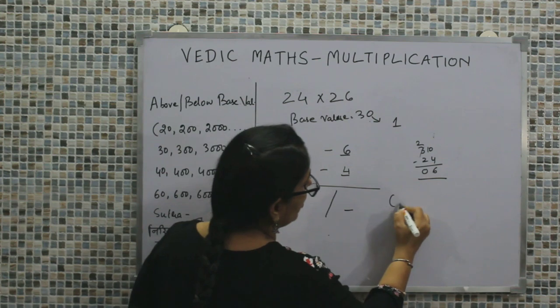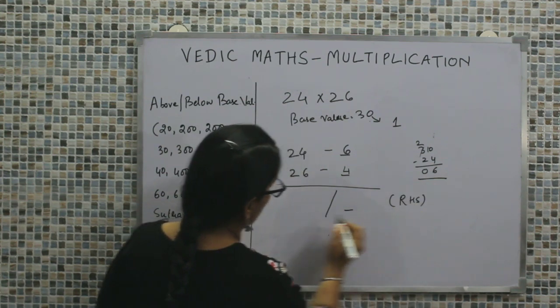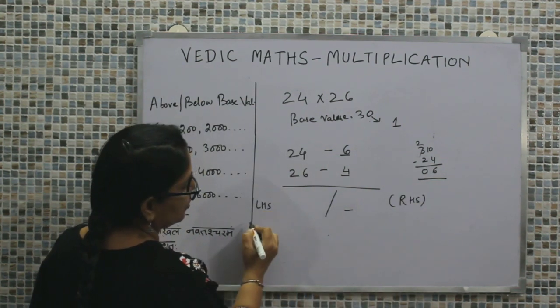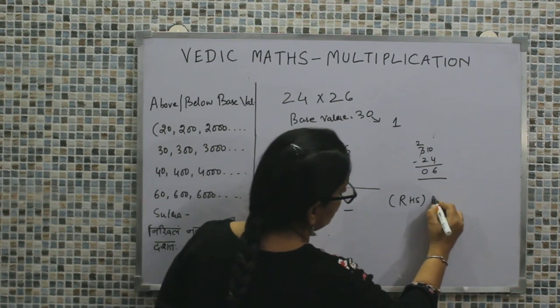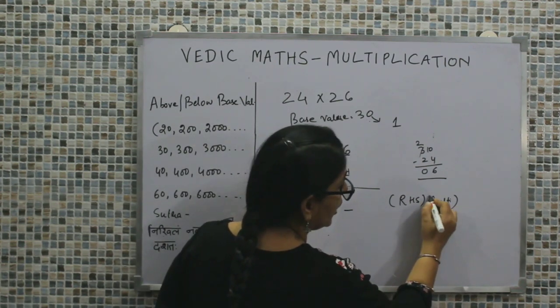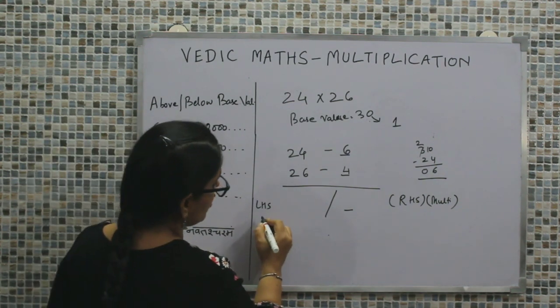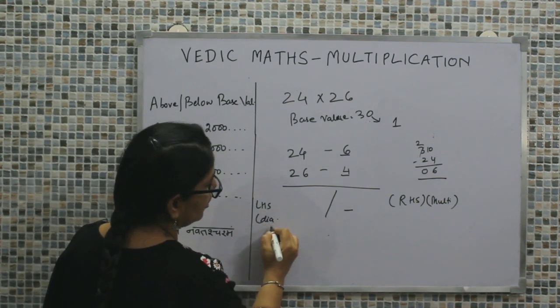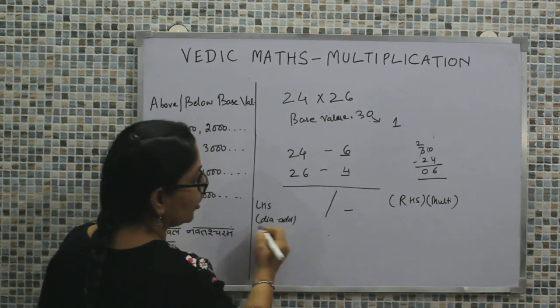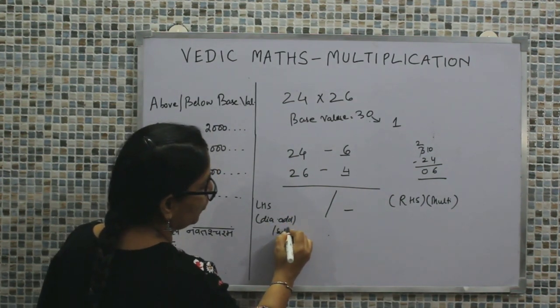Now coming to solving the RHS portion and the LHS portion. RHS talks about multiplication, taking along the signs of the numbers, and LHS talks about diagonal addition or subtraction depending upon how we have the sign.